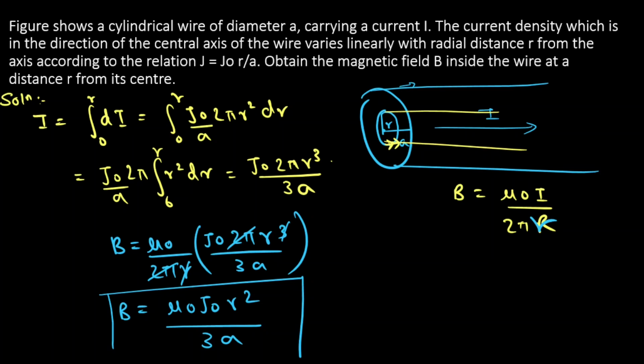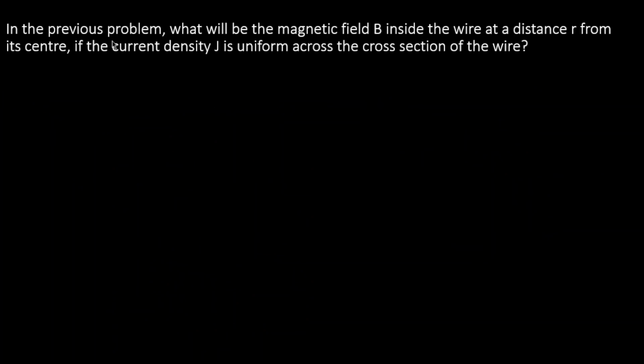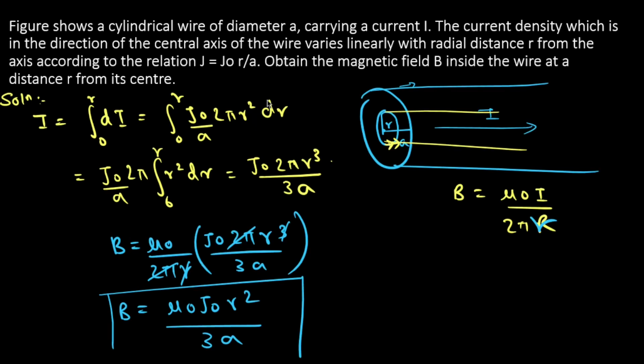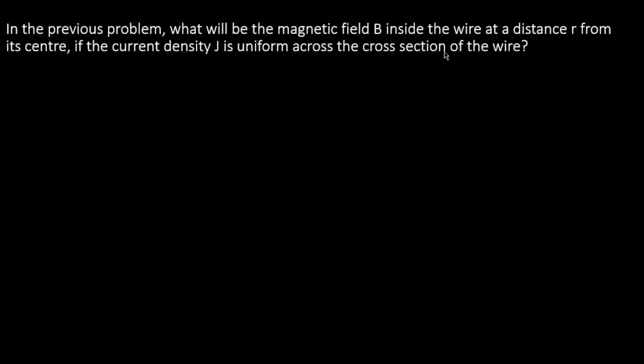Let's check out the last sum of this chapter. This sum is also based on the previous problem. We need to calculate the magnetic field inside the wire at a distance r from its center if the current density J is uniform across the cross section. Now in the previous problem, the current density was varying with r. Here they have given that the current density is uniform.